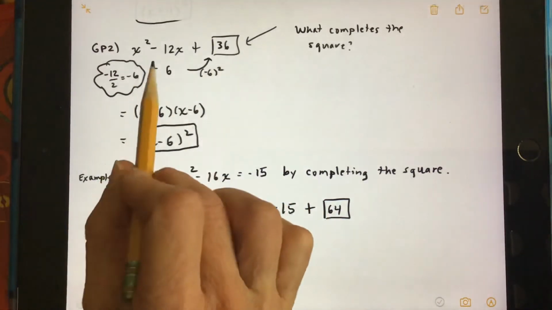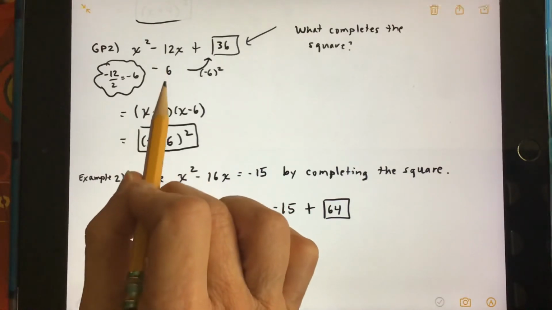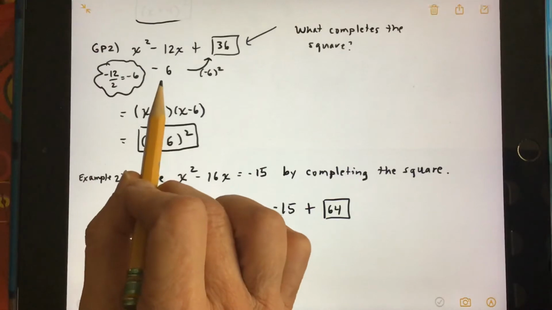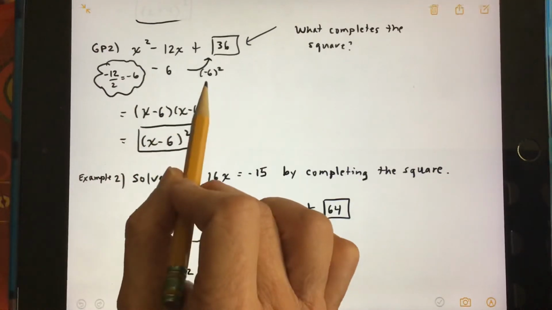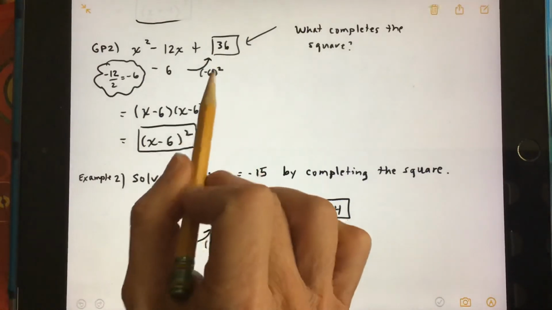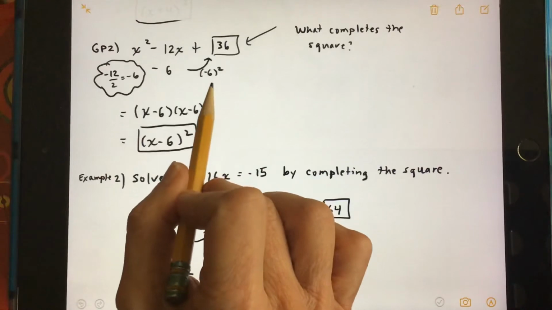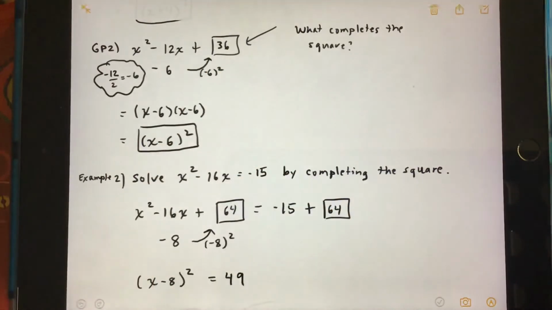To figure out what goes in the box, the first thing we're going to do is take the coefficient on that x term, which is negative 12, cut it in half, divide it by 2, and that's negative 6. We're going to write that down. Then we're going to square that number. So we're going to figure out what negative 6 quantity squared is. It's 36. Whether we're squaring a positive or a negative number, we're always going to get a positive here, so that's always going to be a plus sign.